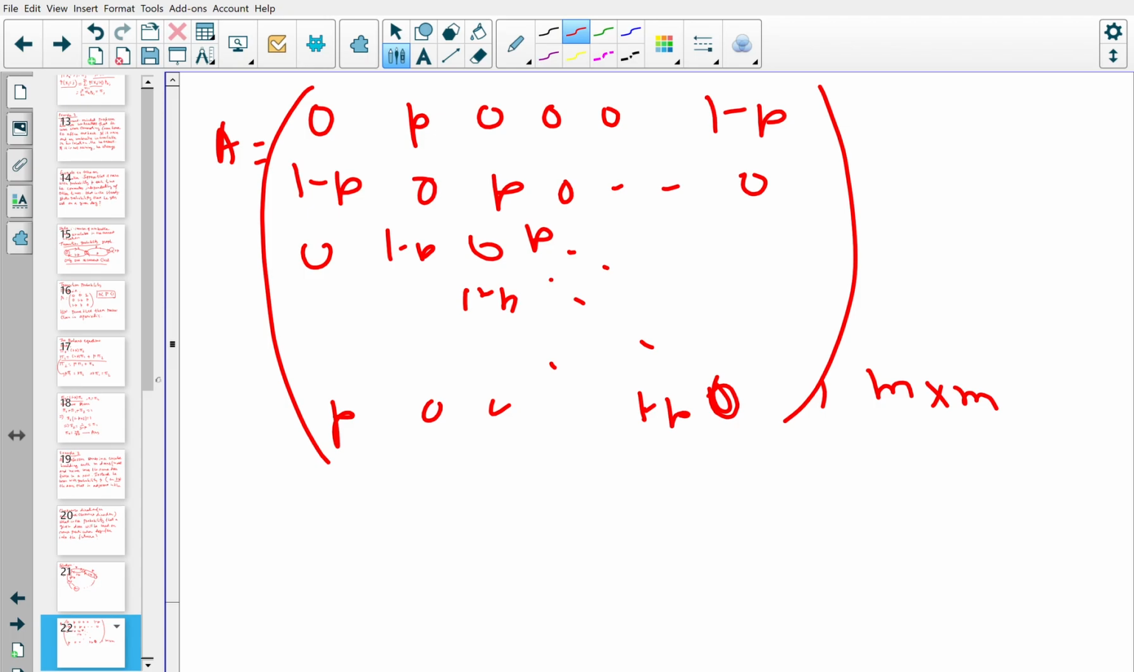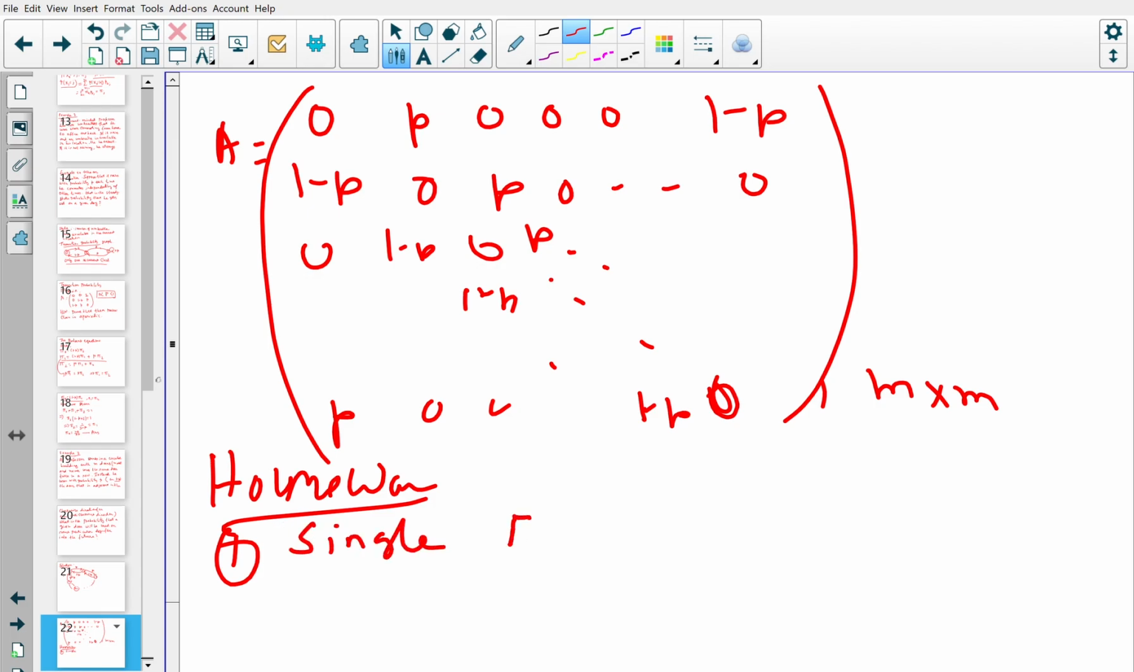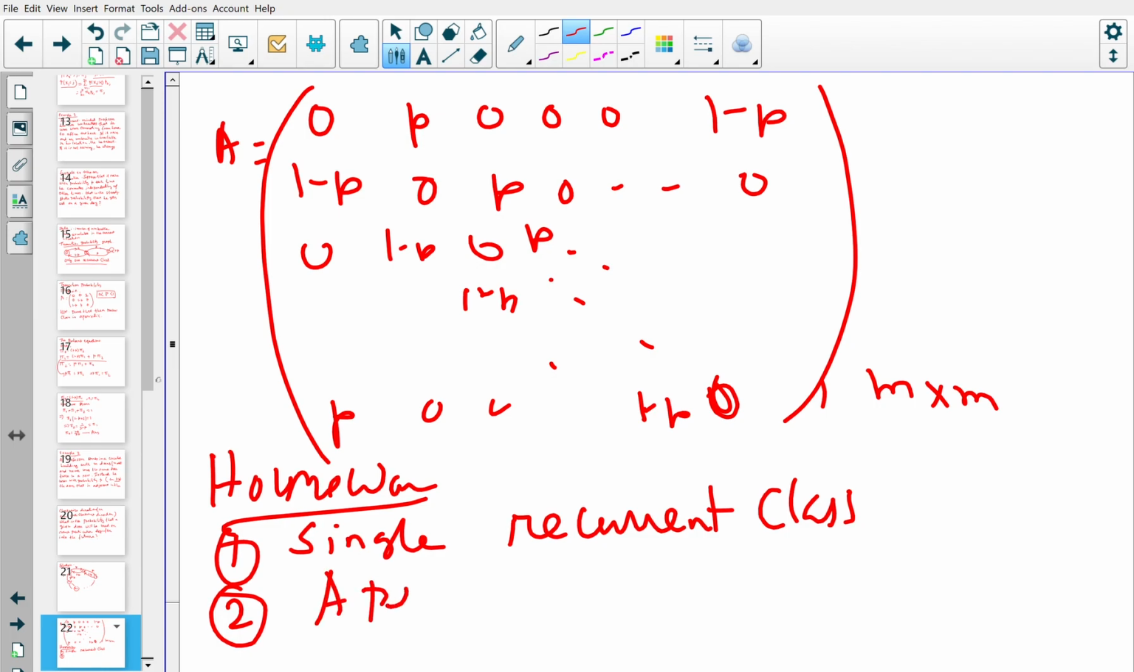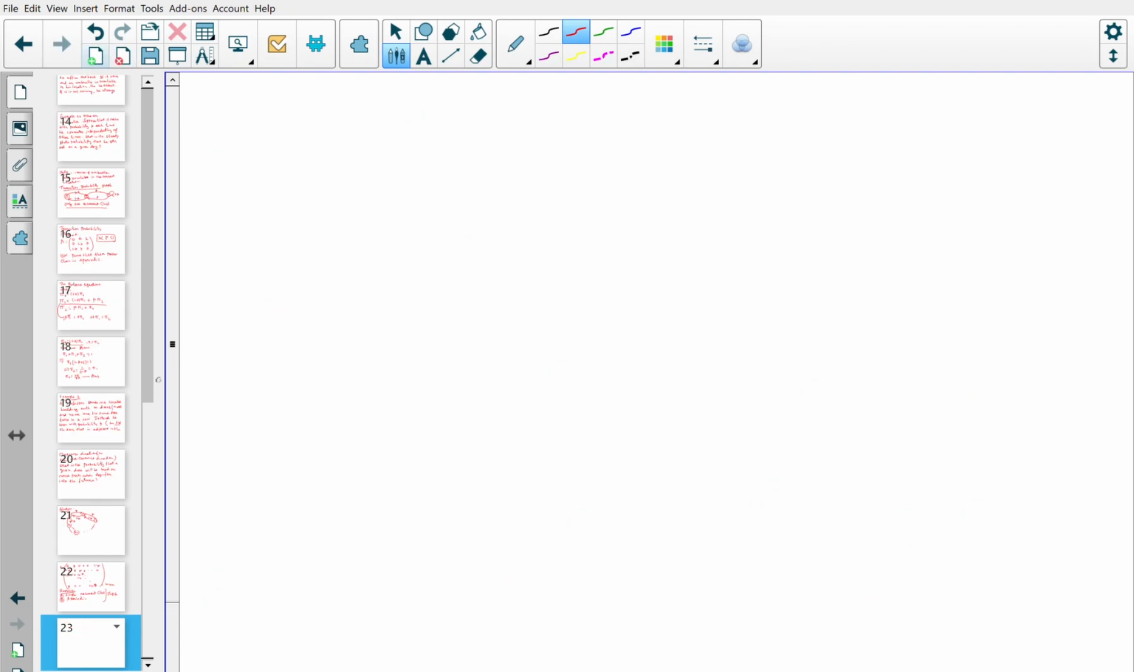Now obviously you can ask questions. I'm giving you homework to check that it satisfies two conditions. One is a single recurrent class. This is obvious, you can just check it, and then also that it is aperiodic. You need to check both those things. Okay, so check this, and then you can use the steady state probability convergence theorem.